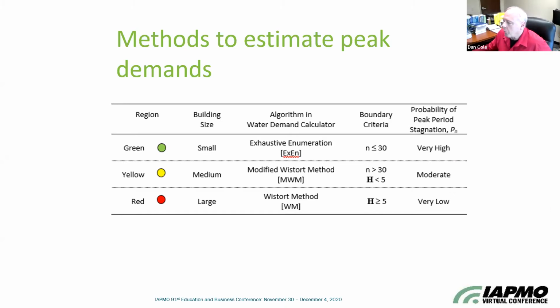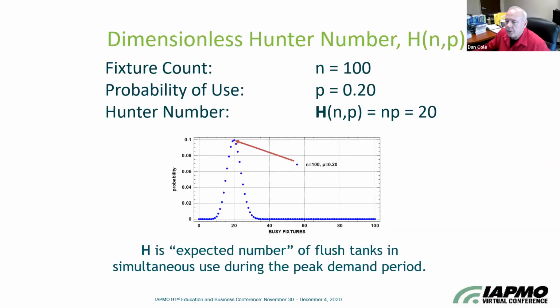So let's take a look at what we mean by the Hunter number, because this is going to be a new feature in the updated calculator, and we'll show you how to use this as an indicator. We've seen this bell curve before. We talked about the median, and this is what the Hunter number is. It's just multiplying the number of fixtures by the probability of that fixture. 100 times 0.2 or 20% is 20, and that is the median.